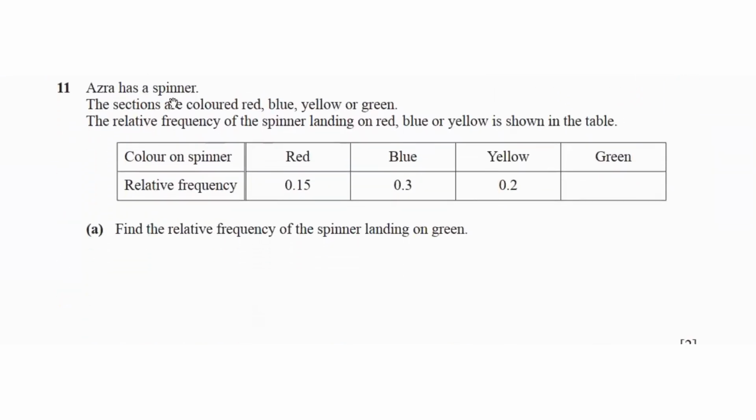Question 11 says, Azra has a spinner. The sections are colored red, blue, yellow, or green. The relative frequency of the spinner landing on red, blue, or yellow is shown in the table. Find the relative frequency of the spinner landing on green.